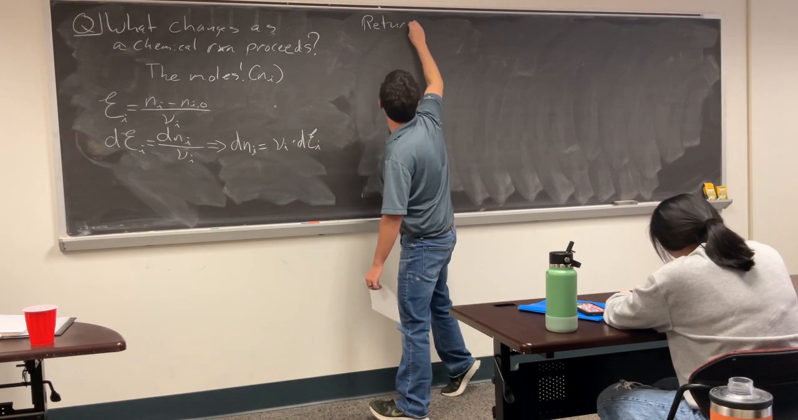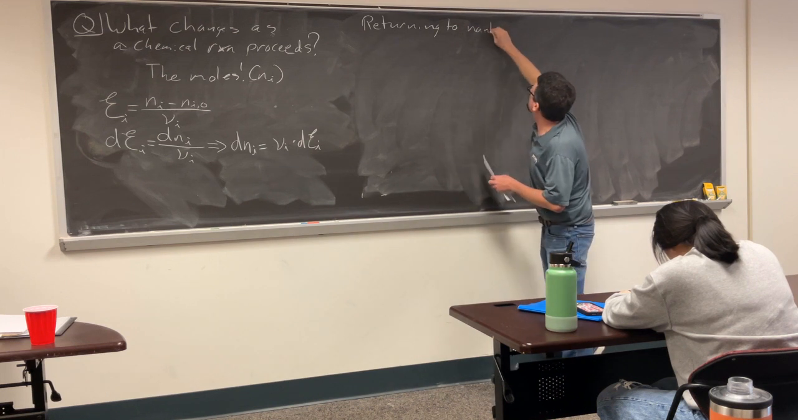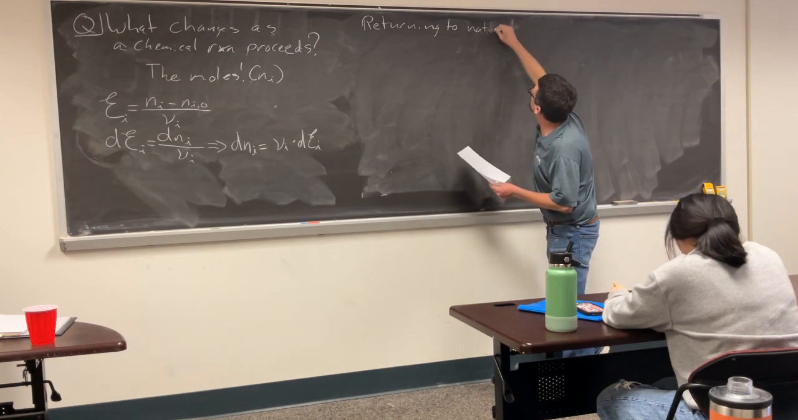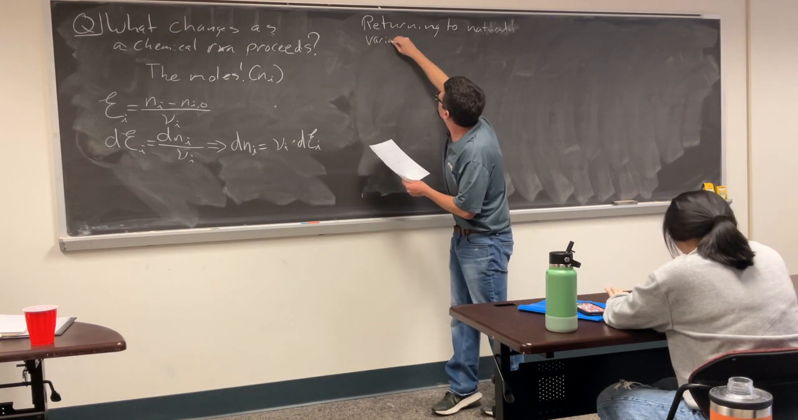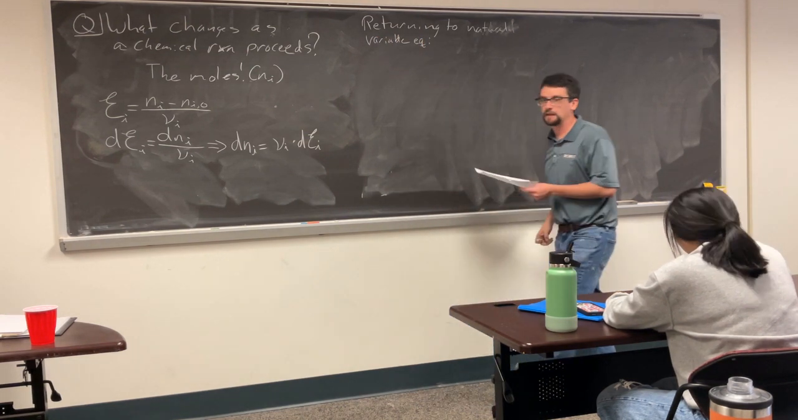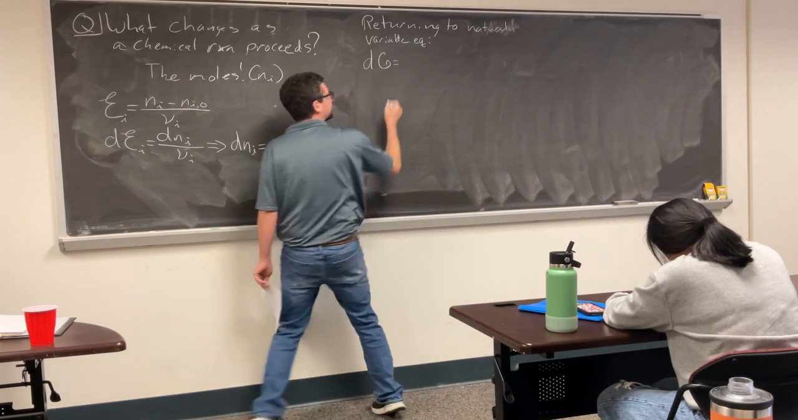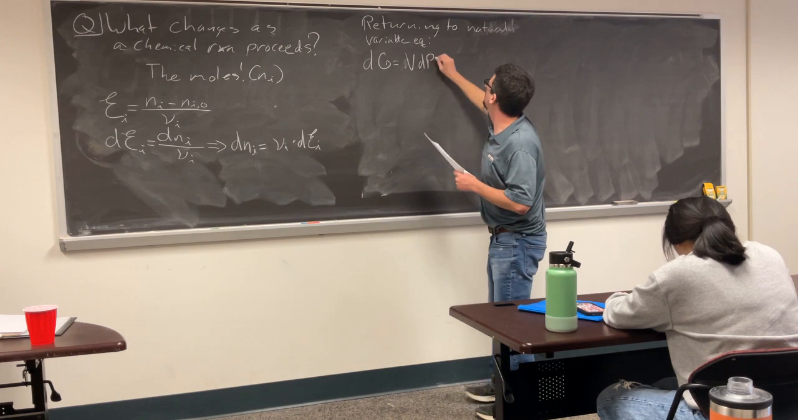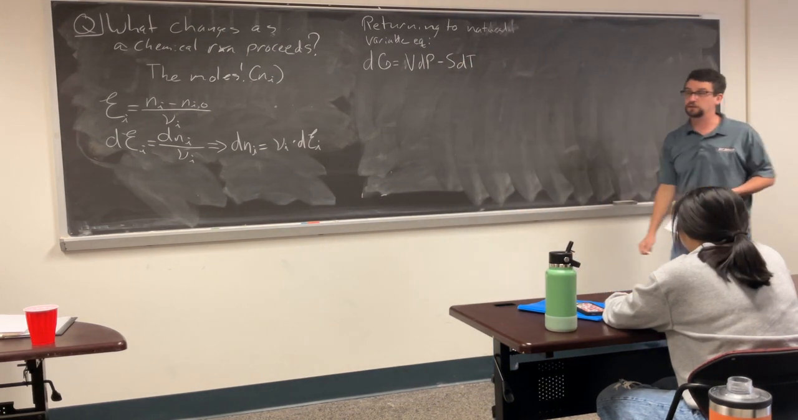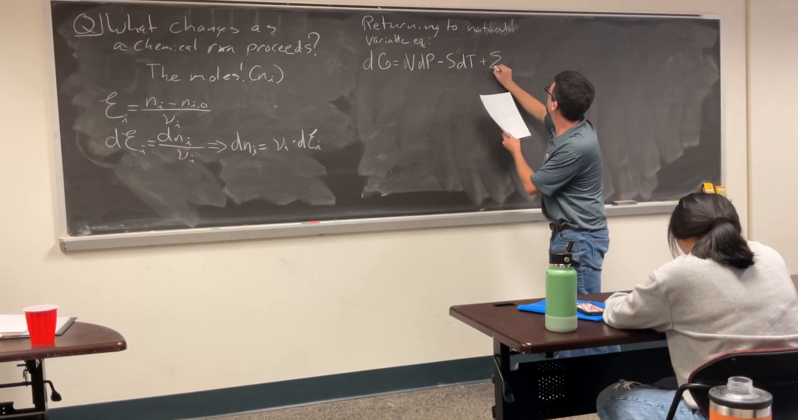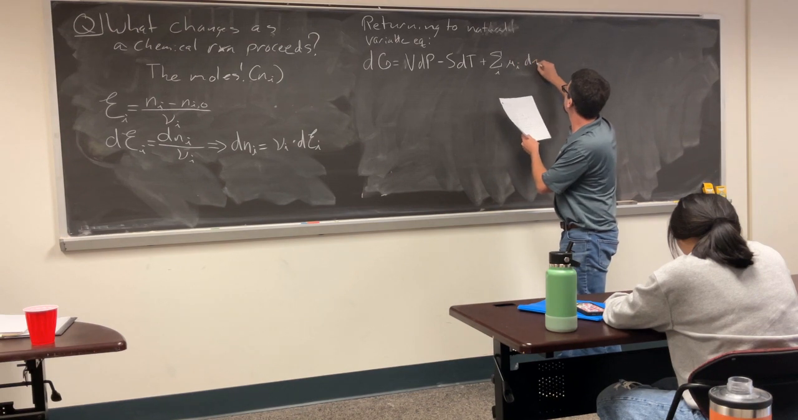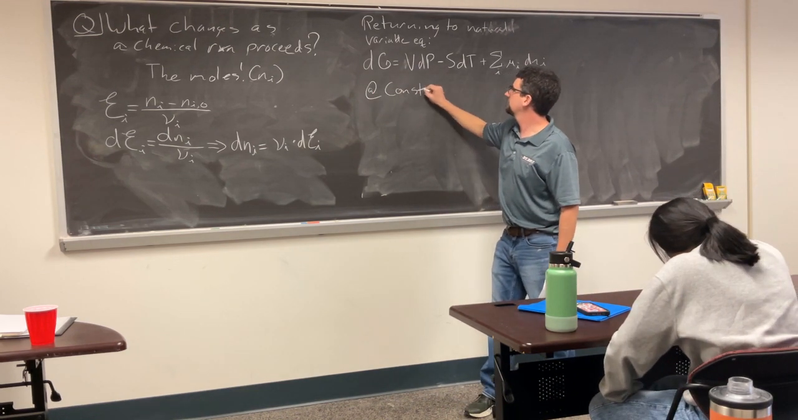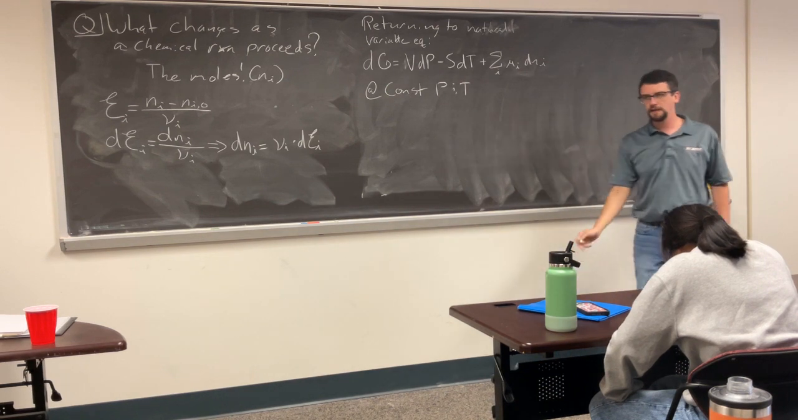So returning to the natural variables, we get dG is equal to what? V dP minus S dT. Yep. V dP minus S dT. What else do we need because we're changing compositions? Plus the summation, yeah, mu_i dn_i. Okay. At constant pressure and temperature, how does dG change?